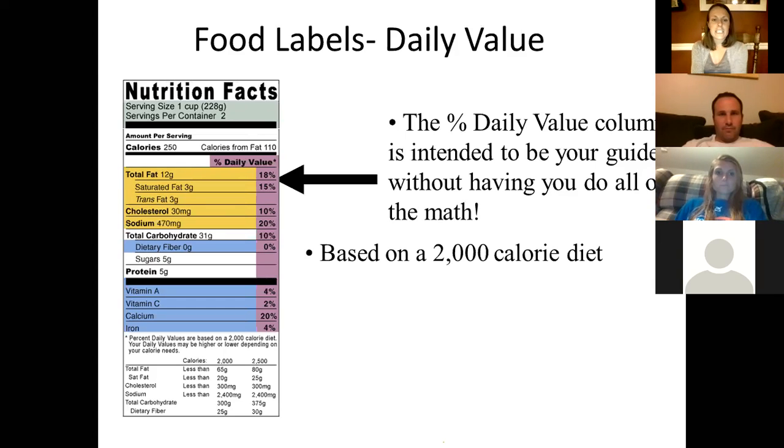These numbers highlighted in purple are the daily values, and they're given to us in a percentage. Our goal is to get 100% of those daily values, and it's just a guide so that you don't have to do the math every time that you eat a certain food. These are based on a 2,000 calorie diet, so that's an average diet for most people, kind of more on the active female side and inactive male side, but a pretty good average.